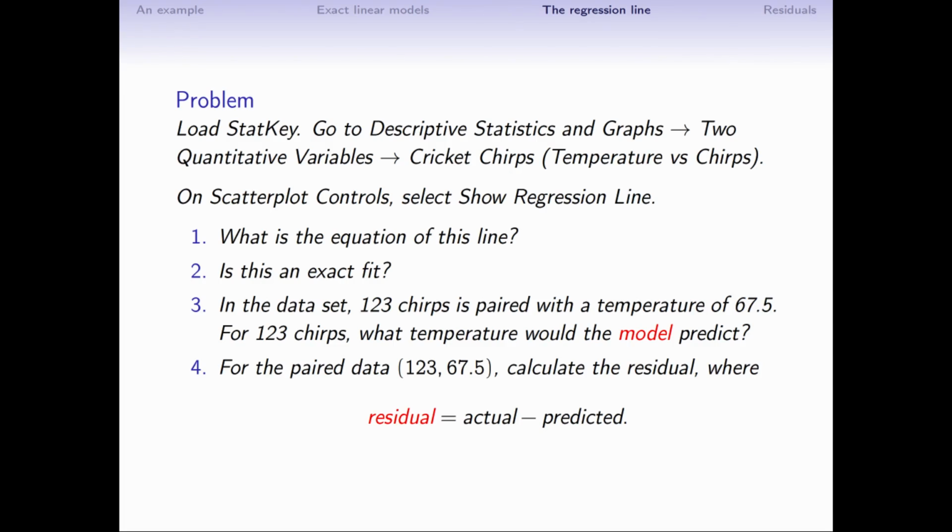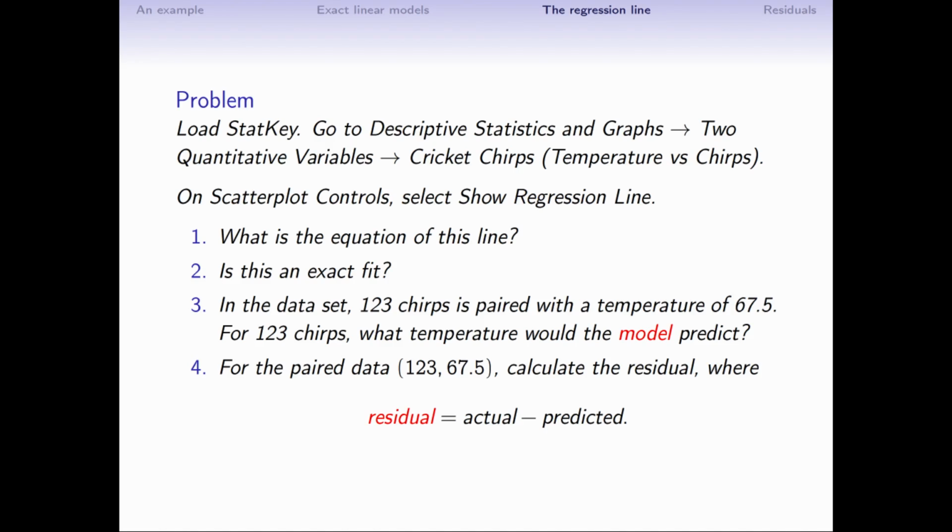Now, the particular problem I want us to study is a data set that we've looked at before. So we're going to load StatKey. We're going to go to descriptive statistics and graphs, two quantitative variables, cricket chirps, temperature versus chirps. We looked at this data set already. If you remember, these observations are pairing the number of beats per minute with which a cricket is chirping with the ambient temperature. Okay, now on the scatter plot controls, we're going to select Show Regression Line. And that's going to show us the line of best fit for this data set, for this scatter plot.